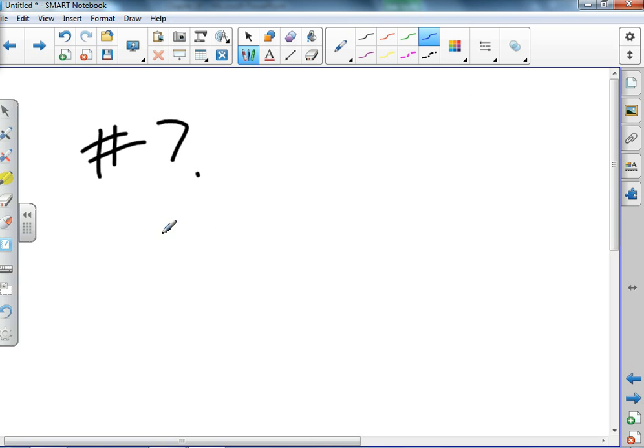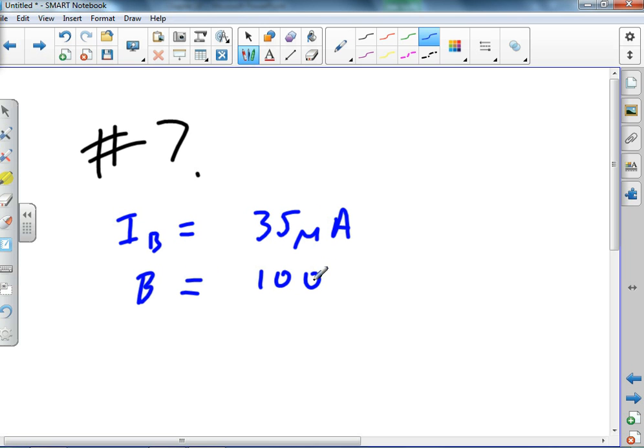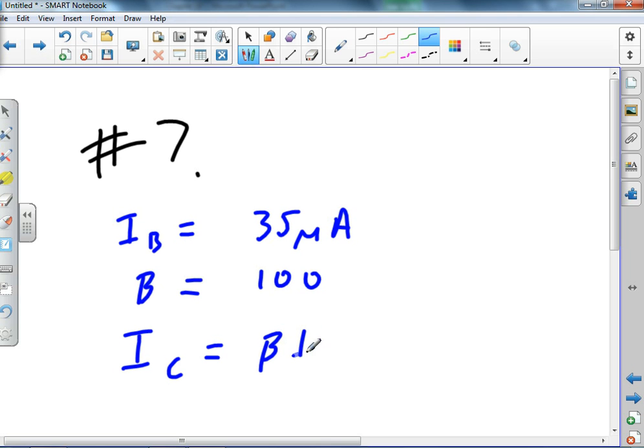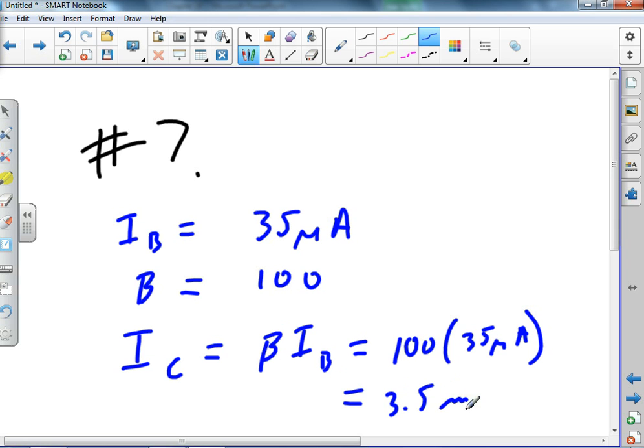Okay, so I've got current at the base, 35 microamps. I have a beta of 100. I want to find IC. How come I don't have IC written down there? I want to find IC. So IC is beta times IB, 100 times 35 micro, giving me 3.5 milliamps.